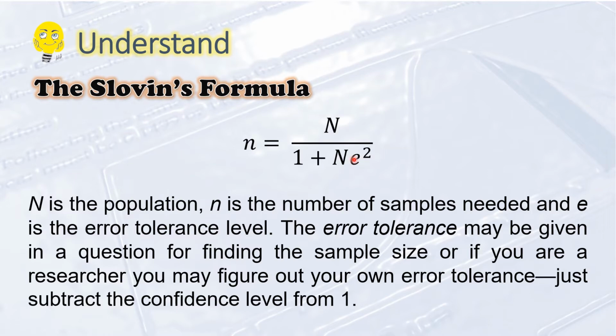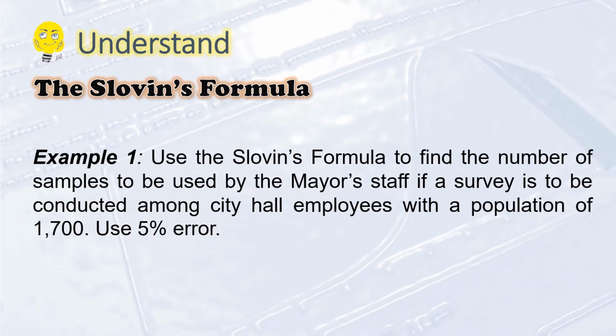The error tolerance level may be given in a question for finding the sample size, or if you are a researcher, you may figure out your own error tolerance. Just subtract the confidence level from 1. Let us have an example. Use Slovin's formula to find the number of samples to be used by the mayor's staff, as mentioned in our introduction. If a survey is to be conducted among City Hall employees with a population of 1,700, use 5% error.